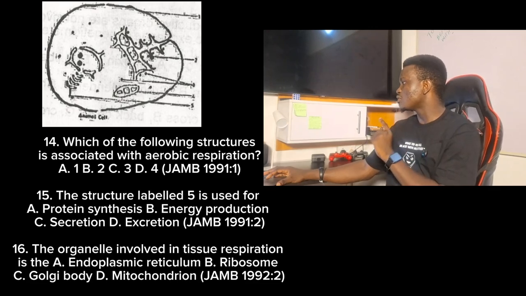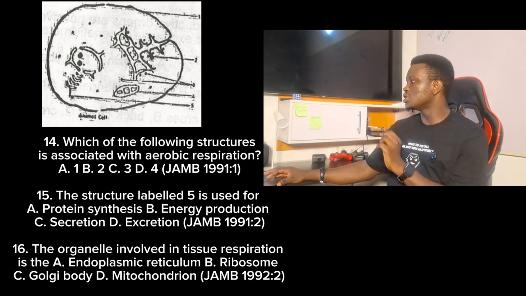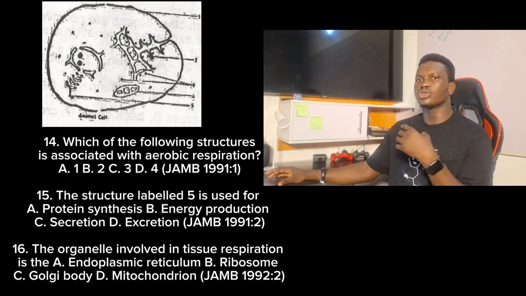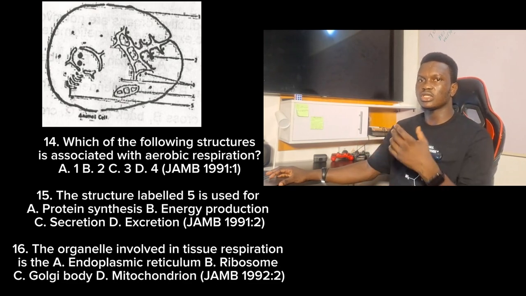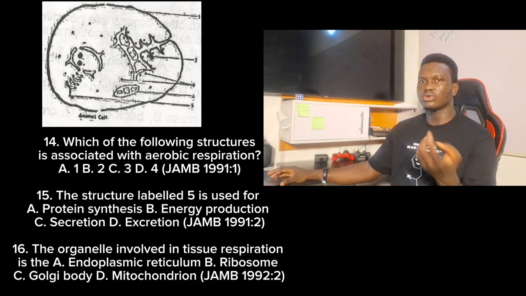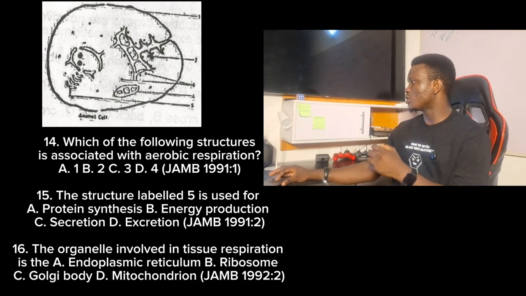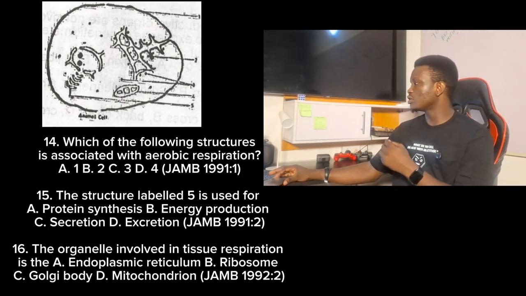A, protein synthesis; B, energy production; C, secretion; D, excretion. Yes, Golgi body involves secretion. It's going to secrete a whole lot of things that will be added to protein when it is produced. It also helps to produce vesicles, which are packaged and carry the protein that has been restructured out of the cell. So secretion will be the best answer to number 15.